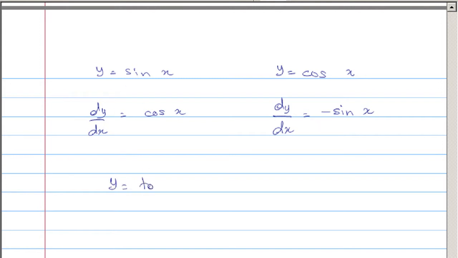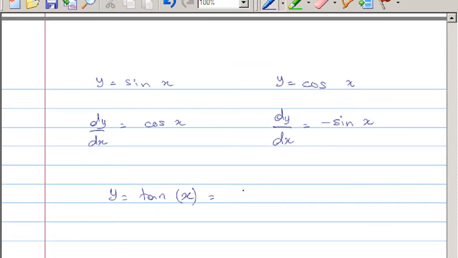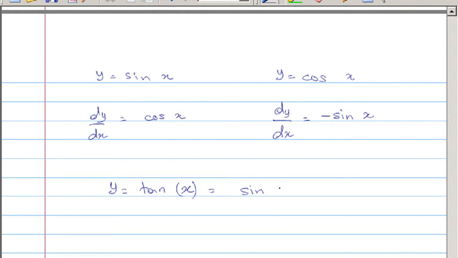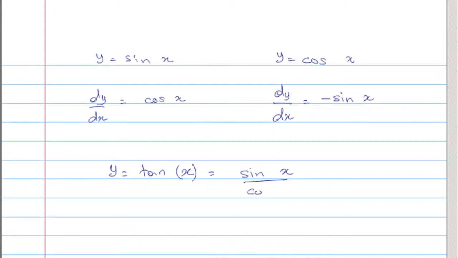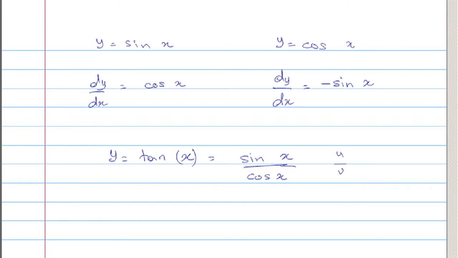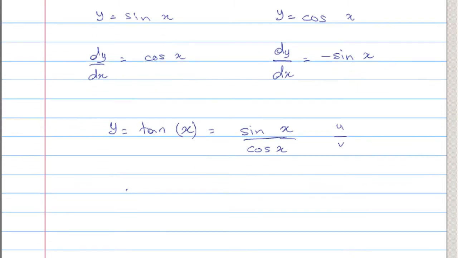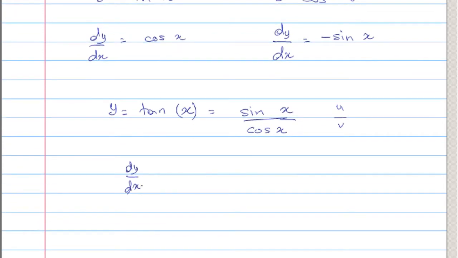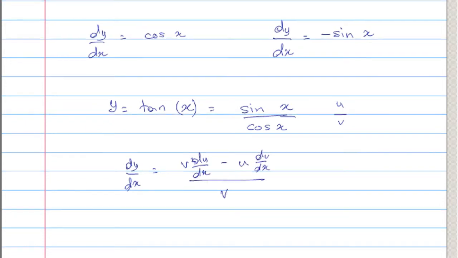So if I write y equals tan of x, now I showed that one of the identities is tan x is equal to sine x divided by cos x. Now what I have here is a quotient. If you remember the quotient rule, if you have a function y equals u over v, then dy over dx is given by v du over dx minus u dv over dx, divided by v squared.